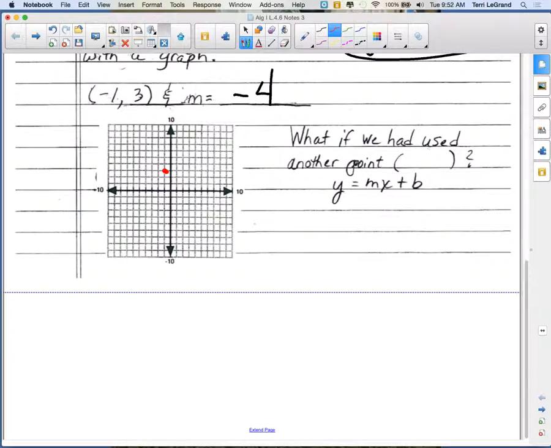And let's use our slope of -4. What are the two ways we can use that slope? -4 over +1, meaning we'll go down and right. Or what's our other choice?